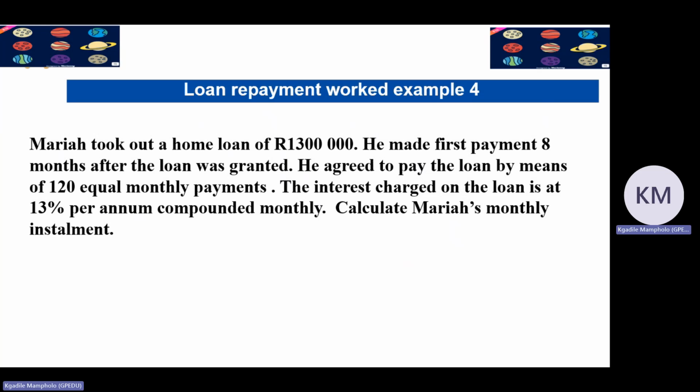Mariah took out a home loan of 1,300,000. She made first payment 8 months after the loan was granted, and then she agreed to pay the loan by means of 120 equal monthly payments. Then interest charge on the loan is at 13% per annum compounded monthly. Calculate Mariah's monthly installment.